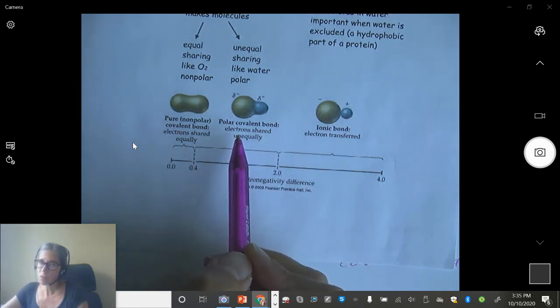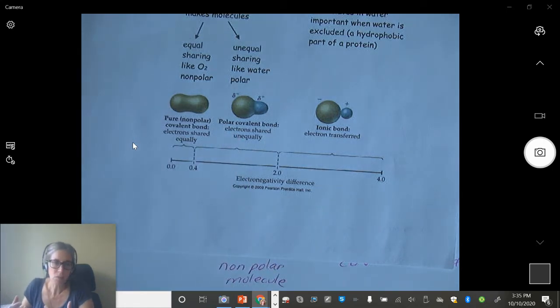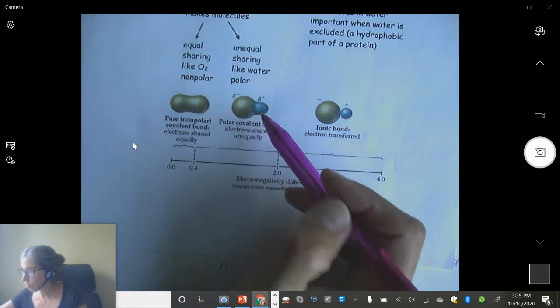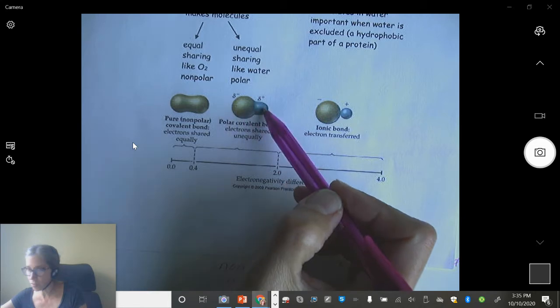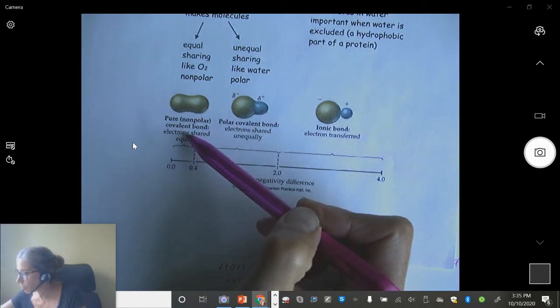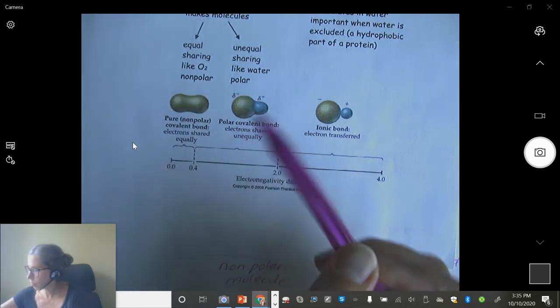Polar bonds are sort of like that, but one doesn't pull the electron off of the other. The electrons just tend to stay with it more than with the other one. So a 1.4 gives us a polar covalent bond, meaning the electrons spend more time here than they do here. And in a nonpolar covalent bond, they're shared evenly. You're going to get a number less than 0.4.